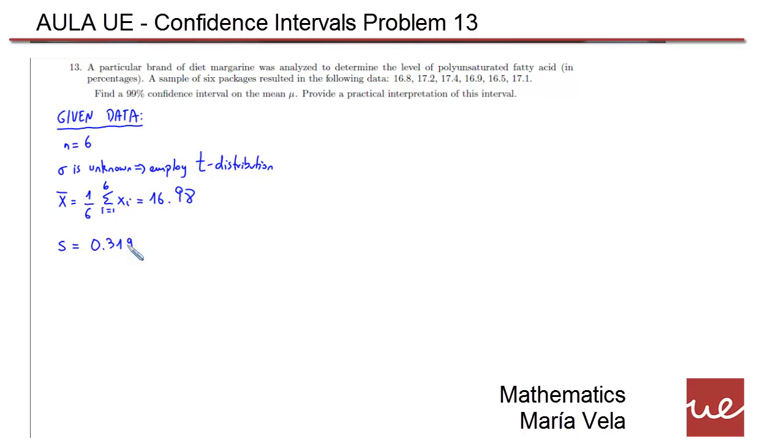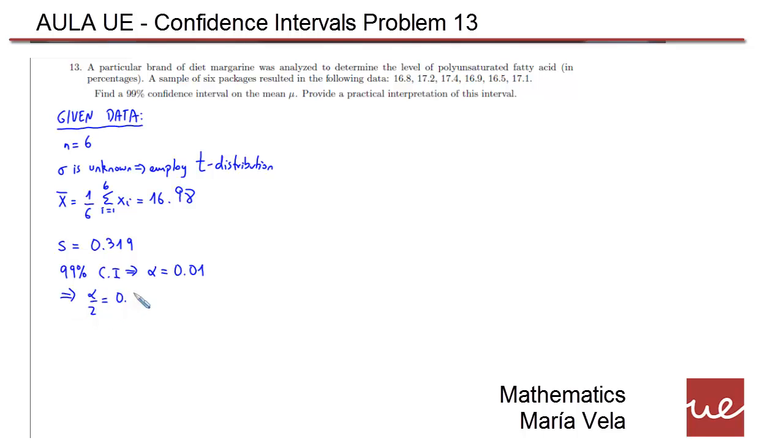Since we want to compute a confidence interval at 99%, we know that the value of alpha in this case is going to be 0.01, and so the value of alpha over 2 is going to be 0.005.